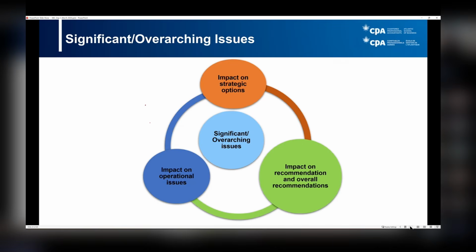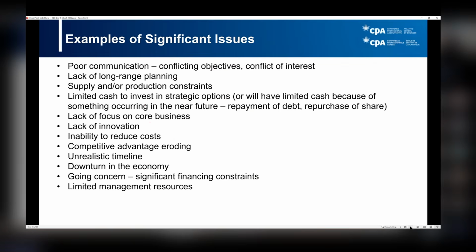It's also important when you're providing your overall recommendations. So I want to take a moment and go through some examples of significant issues. There could be poor communication among the board or among the senior management team. There could be conflicting objectives. There could be a conflict of interest, in other words, a board member not acting in the best interests of the company. There could be a lack of long range planning. There may be a supply and/or production constraint.